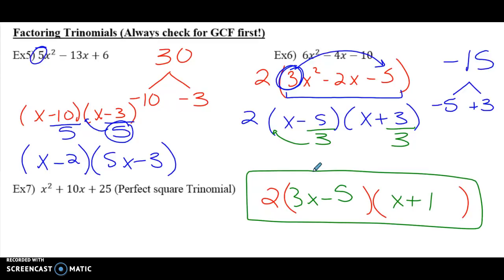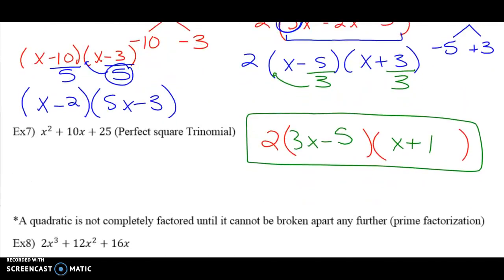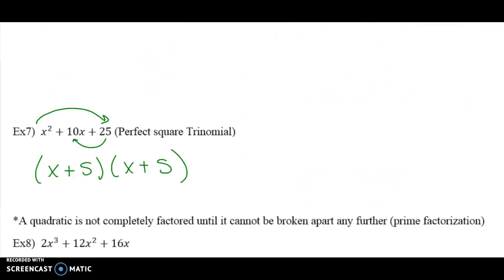And then 7 is a special case. It's a difference or a perfect square trinomial. You factor it the exact same way. What's a shorter way of writing x plus 5 times x plus 5? Square. It's just a square.